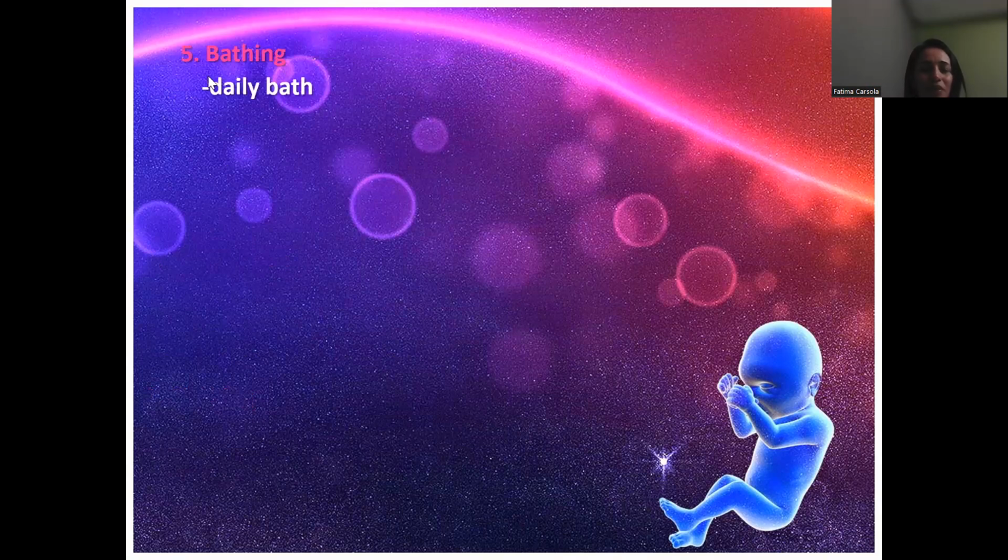Okay, for bathing, you have to have a daily bath, but of course no bathtub because of the possibility of falling or slipping, okay, or slip over.